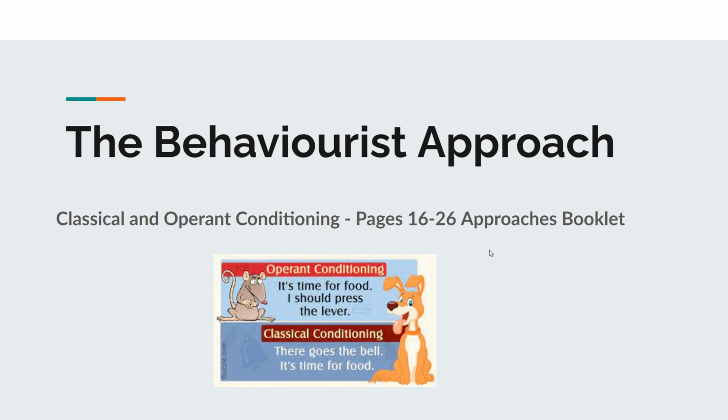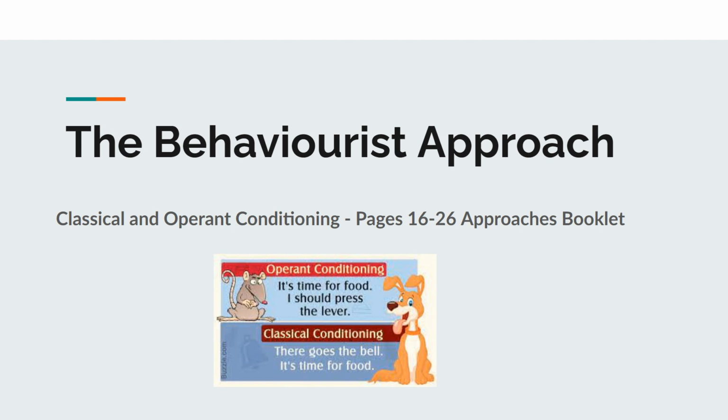Okay, so this is the behaviourist approach. This follows through the section in the approaches booklet, so it covers pretty much all the information you need. You could just follow this through even without using the booklet, but I would suggest you have your approaches booklet with you when we're looking at pages 16 to 26. So the behaviourist approach includes classical and operant conditioning.